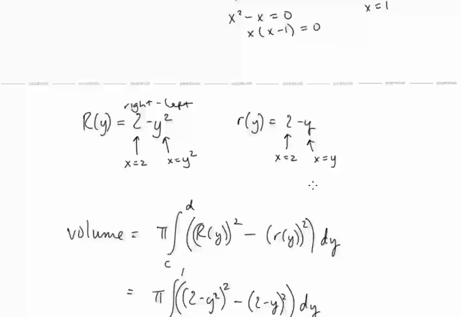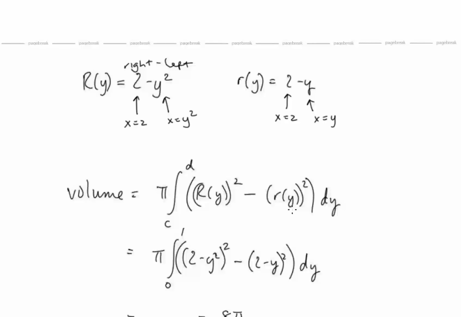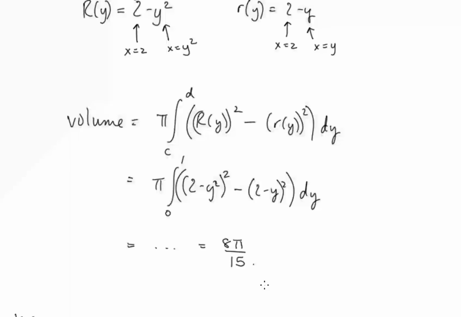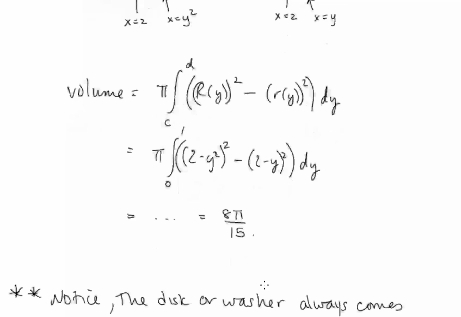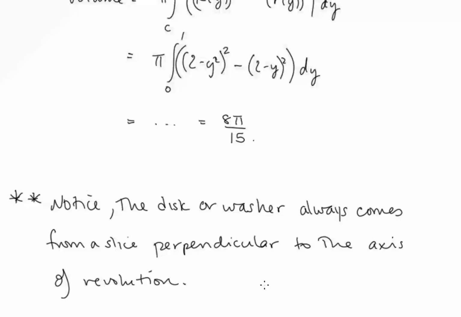So then our volume is going to look like this. And our y values, notice, are going from 0 to 1. So we're here, and that evaluates to 8 pi over 15. So just keep in mind when you're doing volumes by slicing, the disc or washer is always coming from a slice perpendicular to the axis of revolution. And with this, we'll complete our lesson on volumes by slicing.